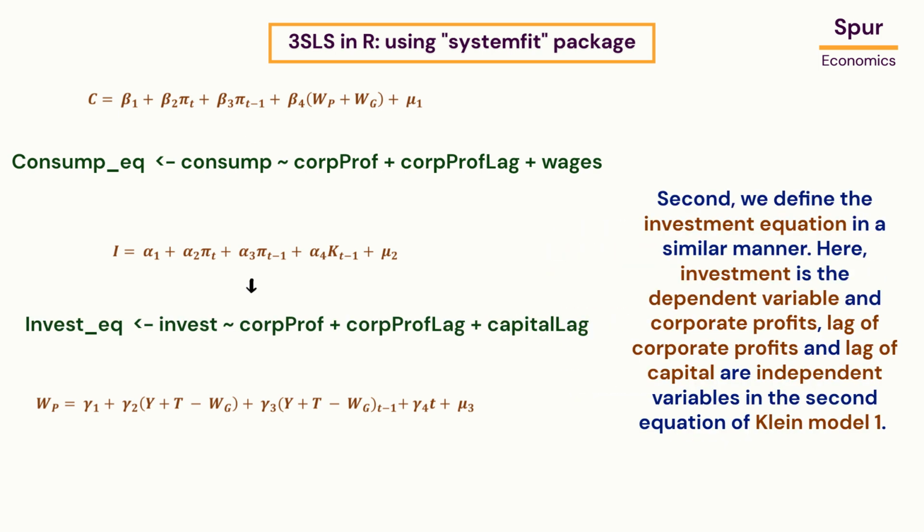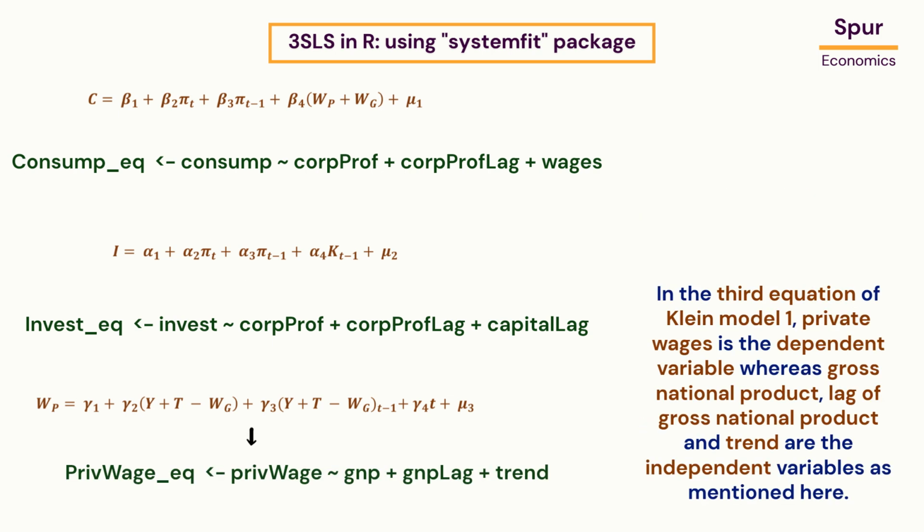Second, we define the investment equation in a similar manner. Here, investment is the dependent variable and corporate profits, lag of corporate profits, and lag of capital are independent variables in the second equation of Klein Model 1. In the third equation of Klein Model 1, private wages is the dependent variable, whereas gross national product, lag of gross national product, and trend are the independent variables as mentioned here.